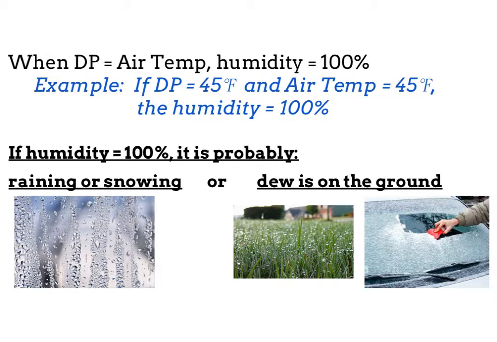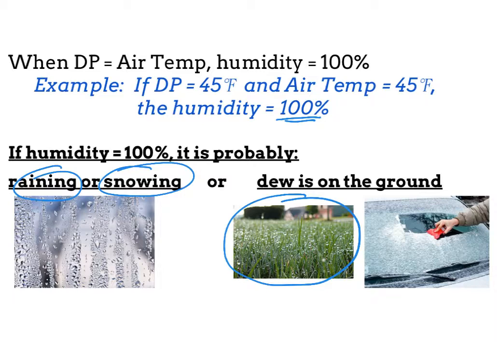So how do I prepare for that? Well, if the humidity is 100%, like I said, it's going to feel sticky outside. And a lot of times, if the humidity is 100%, it's probably raining or snowing. Or if it's not raining or snowing outside, there's probably dew on the ground. Now, for you and I in the city, that might not mean anything because we might not have grass where dew can collect on the grass.